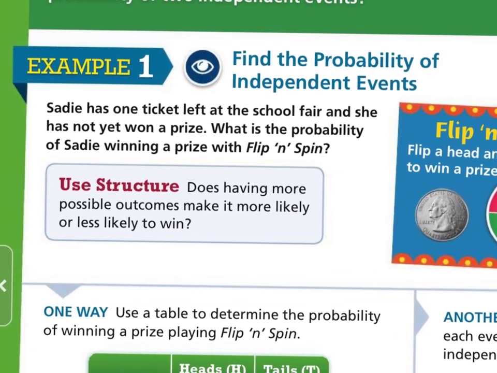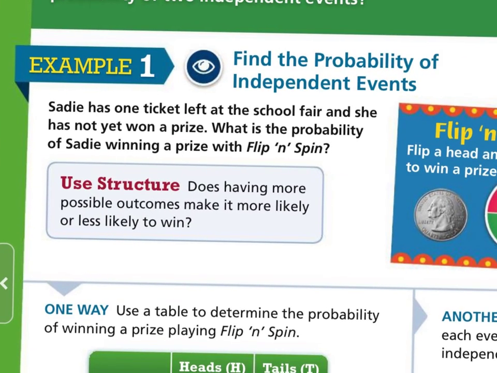So on example 1, Sadie has 1 ticket left at the school fair and she has not yet won a prize. What is the probability of Sadie winning a prize with flip and spin? So what is the probability? When they're asking for the probability of something, we're going to write it as a fraction, like we talked about at the end of that last problem, of what our chances are of winning in this case.